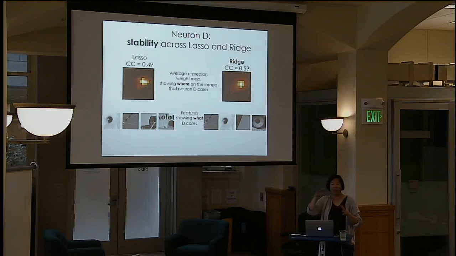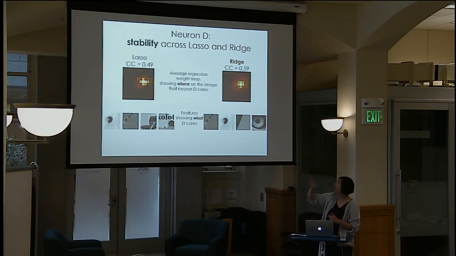So now I have a model, right? I have an image, a high-dimensional input. I have a model neuron. I have a one-dimensional output supposed to mimic the neuron responses for neuron D. Okay, so the first part is from AlexNet, the second part from Lasso and from Rich.